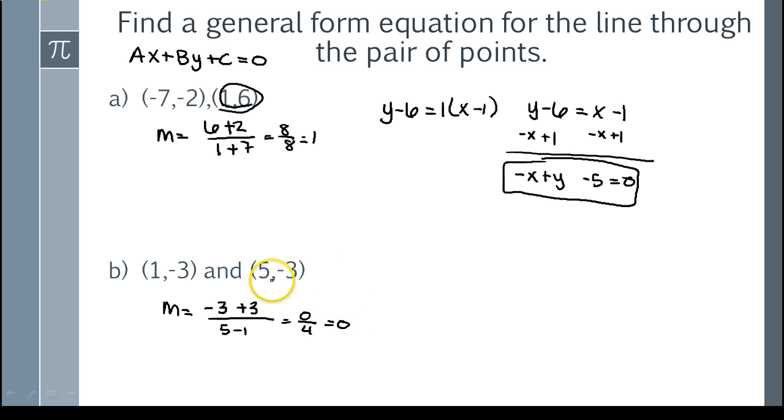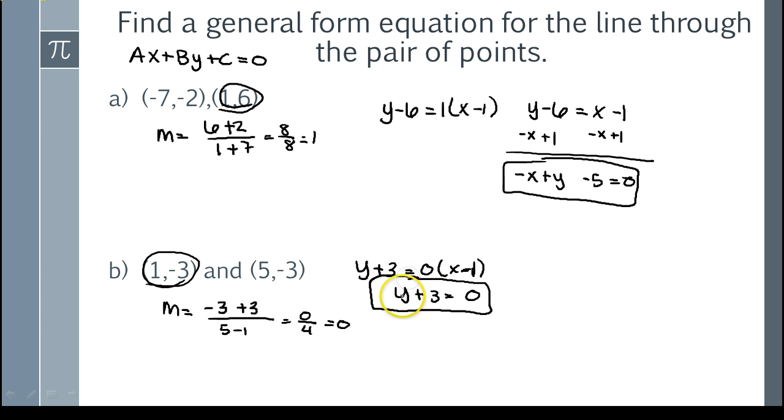If I use a slope of 0 and I pick one of the points, like (1, -3), I'm going to have y minus a negative 3 is equal to slope of 0 times x minus 1, which is going to give me y plus 3 is equal to 0, because that's what happens when I do 0 times x minus 1. And that is going to be my general form because it already says equals 0, and both x and y don't have coefficients of zero, and there are no fractions.